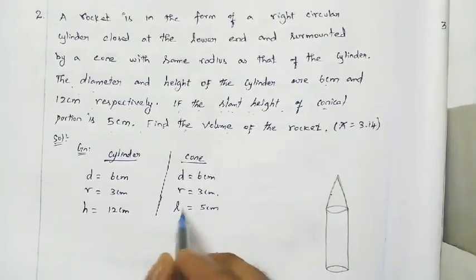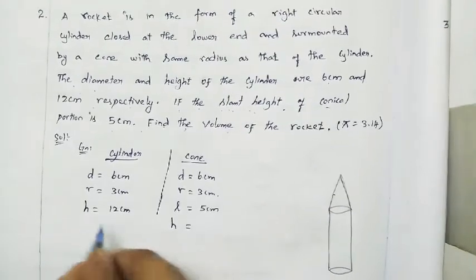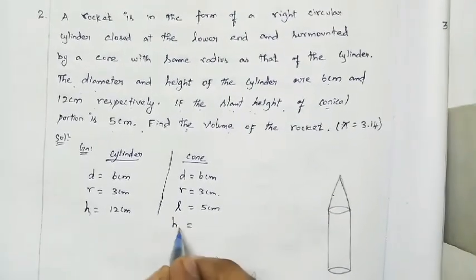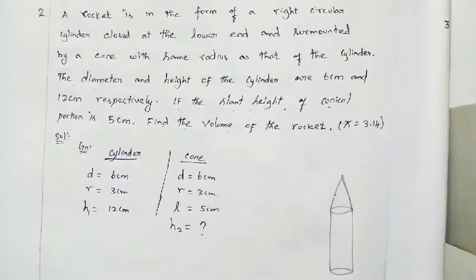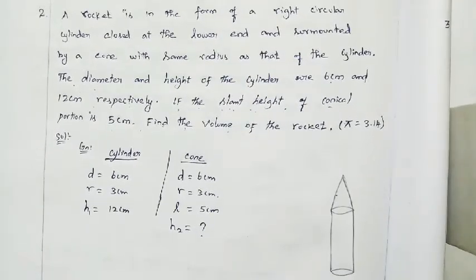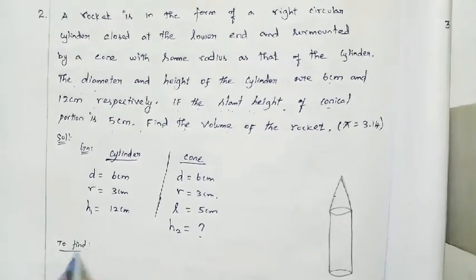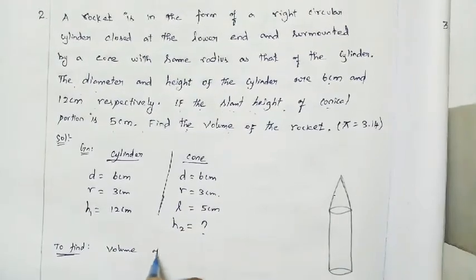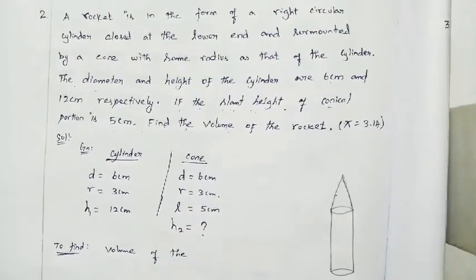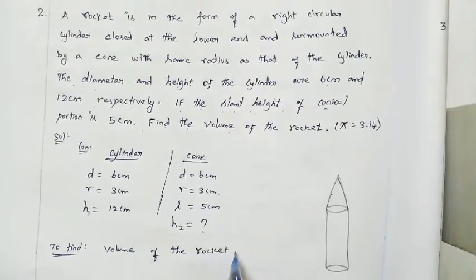So for finding the volume of rocket, h is needed. H1 is nothing but height of the cylinder. H2 is nothing but height of the cone, right? H2 is needed. First we want to find the height of the cone. After that only we can find the volume of the rocket, right? So first we are going to find the height of the cone. How are we going to find the height of the cone?